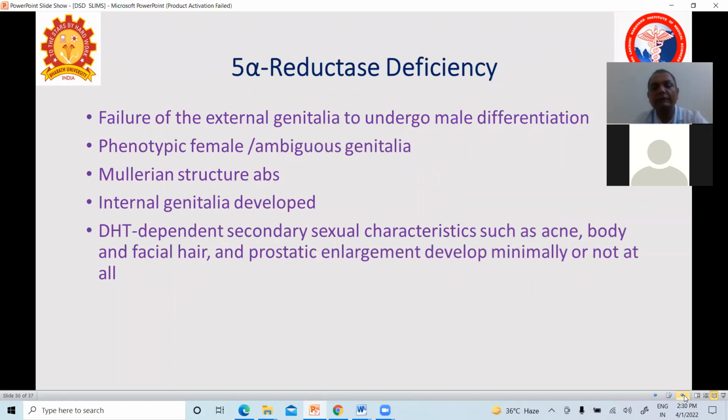5 alpha reductase is the enzyme involved in the conversion of testosterone into dihydrotestosterone, the more potent form, which is responsible for the development of external genitalia. So in this deficiency, the external genitalia won't be developed.